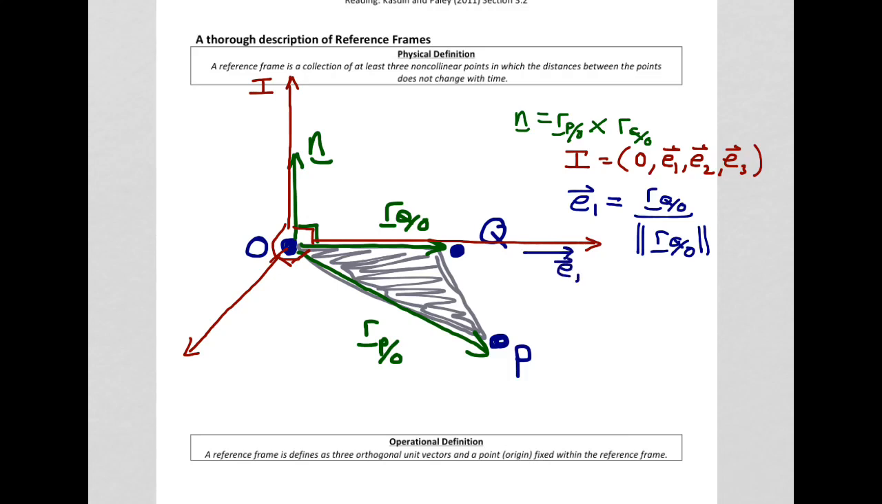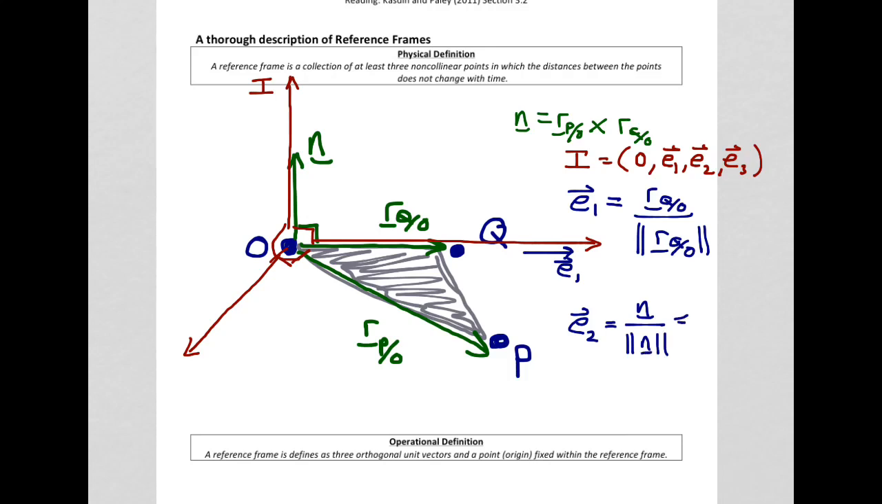Now we need to define an E sub 2. We can say that E sub 2 is going to point up. By up, it's going to be this line along the vector n, or the line that's perpendicular to the plane. That's our qualitative definition. And to get E sub 2, we said this is our vector n divided by the magnitude of the vector n. That's the definition of our unit vector.